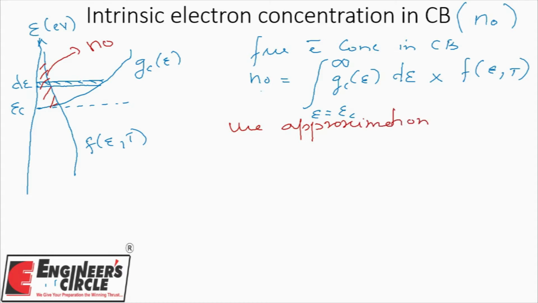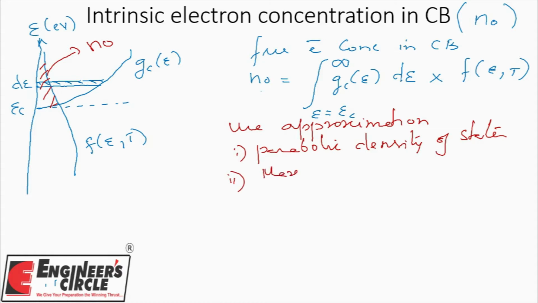So what are the approximations? One, the parabolic density of states approximation, because we know that the distribution is non-uniform. Second, the Maxwell-Boltzmann approximation.